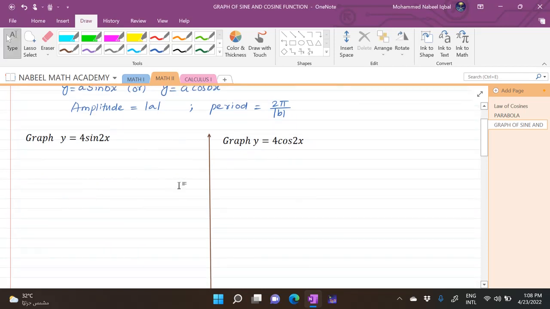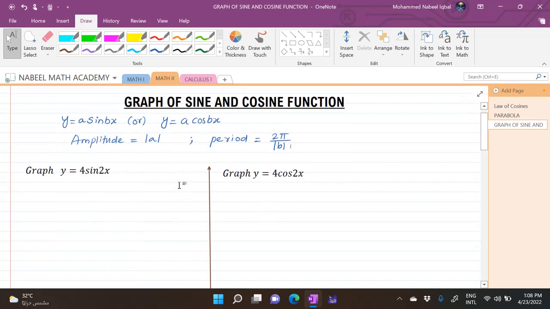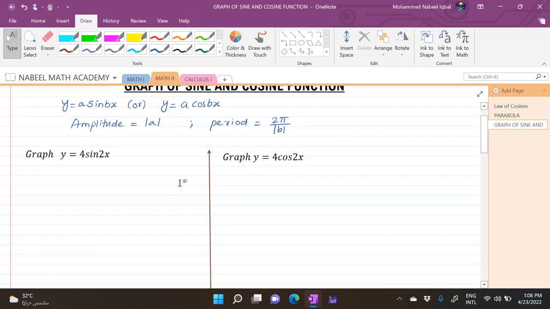In this video we are discussing both sine and cosine functions, and we will see what the difference is between the sine and cosine function. Let us start with the first problem. The first one is graph y equals 4 sine 2x. First you have to locate A and B. This is my A and this is my B, the coefficient of x. So I got A and B. I just write it here: A equals 4, B equals 2.